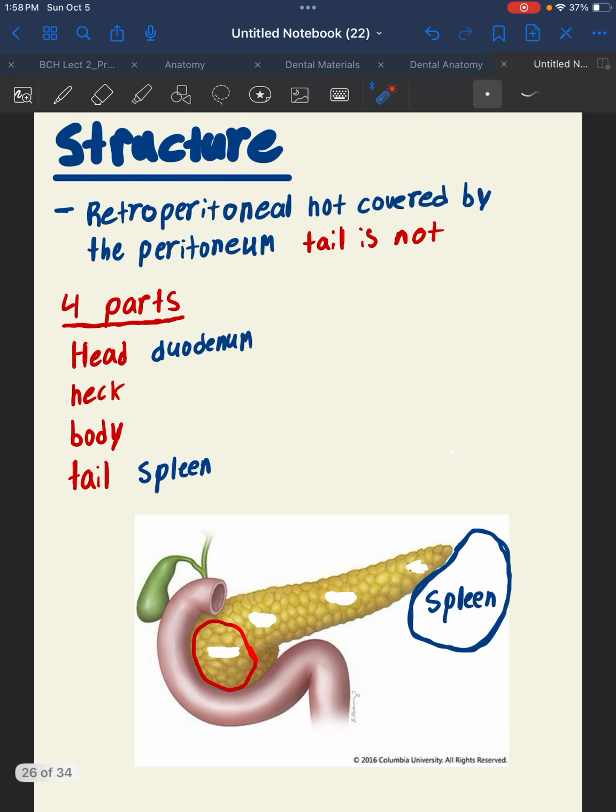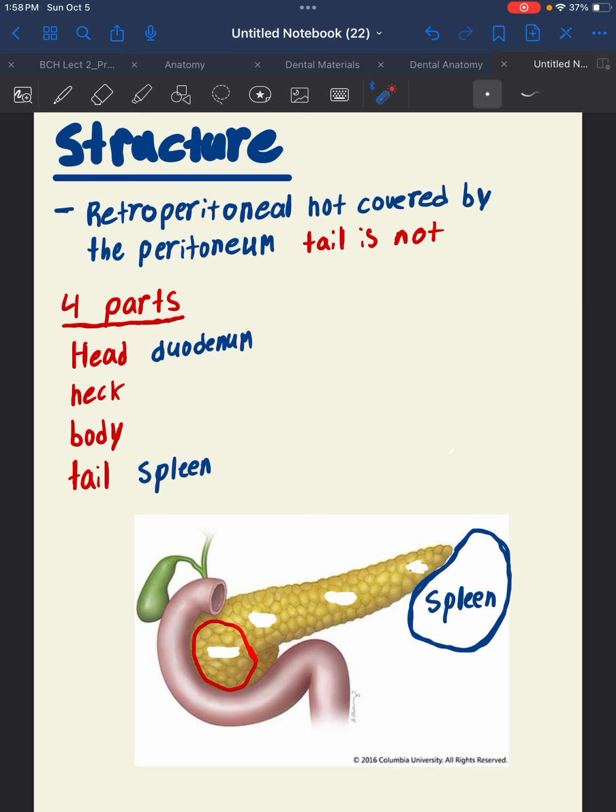So when we take a look at the structure of the pancreas, once again, oh my god, it kind of looks like corn on the cob in this diagram. Yeah, think of it like corn on the cob. I always just think it looks like a bunch of fat. But as you can see, it looks like corn on the cob in this diagram. And it can be broken up into 4 different regions: the head, the neck, the body, and the tail.